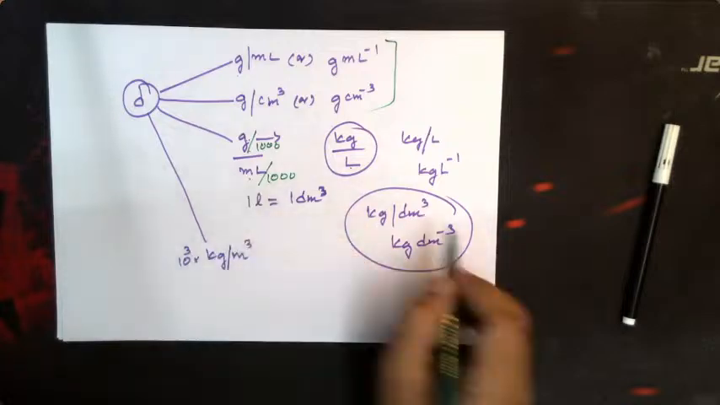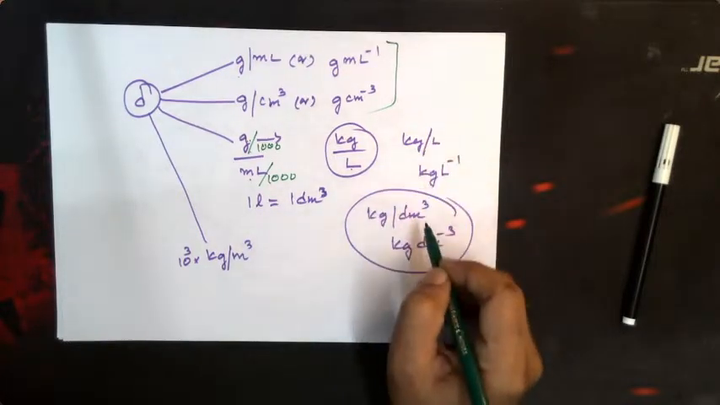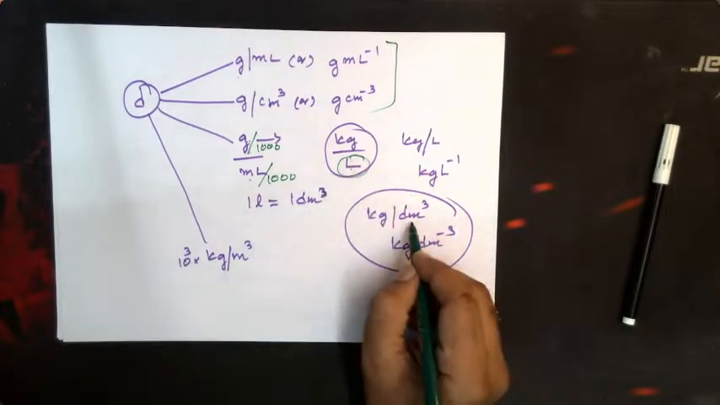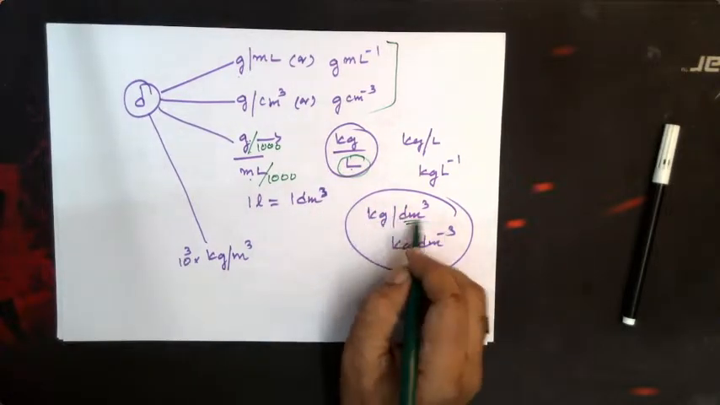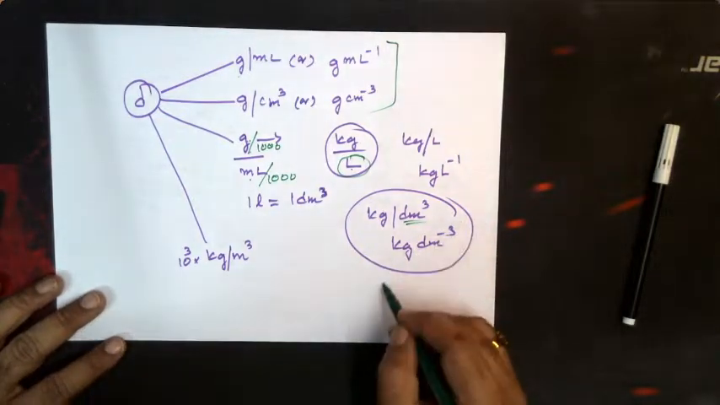Before that I would like to inform you that 1 liter is equal to 1 decimeter cube. So you can replace liter by decimeter cube. So kg per decimeter cube or kg dm power minus 3 is also allowed.